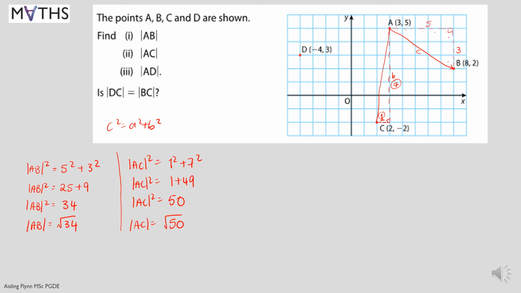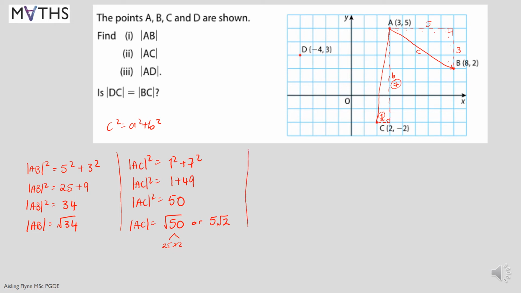Now incidentally, if you put the square root of 50 into your calculator, what you get back is 5 root 2. And that's correct also. Why 5 root 2? Because 50 is 25 times 2, and the square root of 25 is 5, which comes outside. You're left with the square root of 2 under the square root sign.